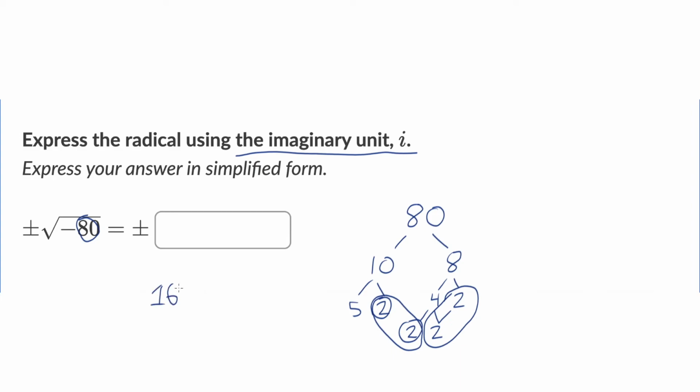Now we need to find out 16 times what equals 80. Well, we know it's 5 because that's our last number. So 16 times 5 equals 80. So what you want to do is get the square root of this number. 16, that's going to be 4. Put the square root symbol. And get whatever number is here and stick it in here, okay? So now we have 4 times the square root of 5.